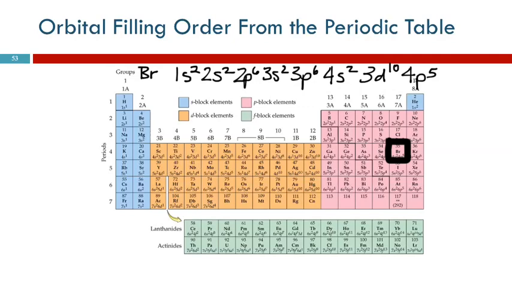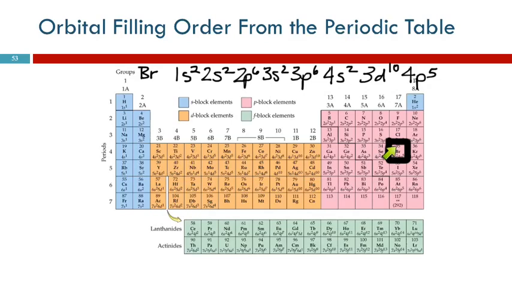It's a weird counting game on the periodic table. It's a lot of letters and numbers. That's why there's a shorthand. So let's do the shorthand, the noble gas shorthand.